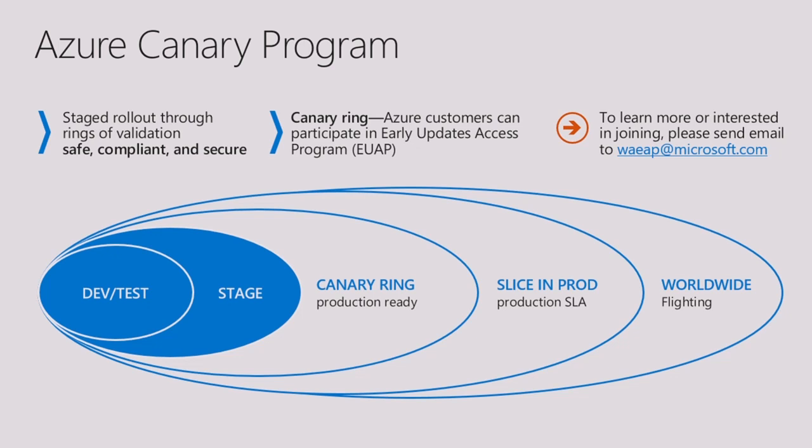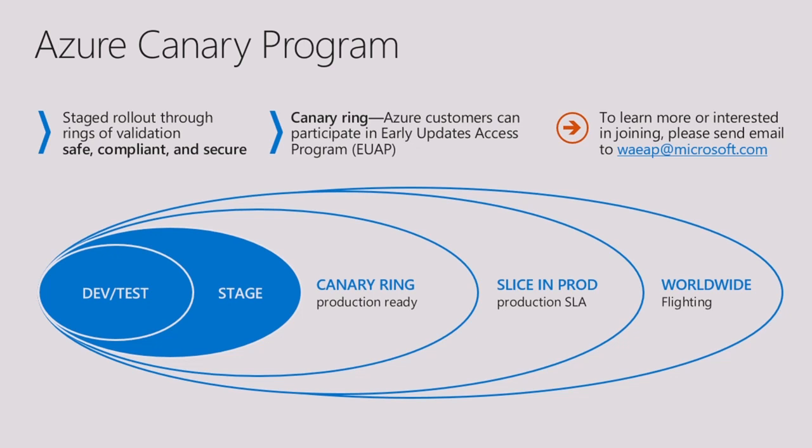Once we are comfortable there as well, we roll it out to what we call the Canary ring. This is where we would like to invite you to join and take part. Think of the Canary ring as your pre-production environment where you can get early access to tools, features, and functionalities which are going to be generally available in the upcoming weeks. As an action item, you can send an email to the address on the top right, waeap@microsoft.com, and we'll tell you more about the Canary program and how you can join.